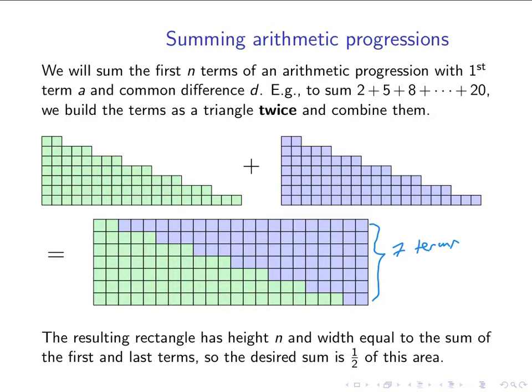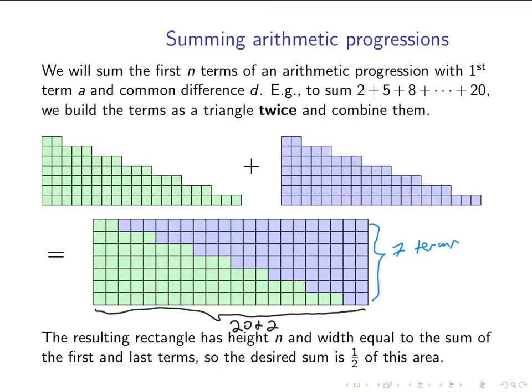The number of columns in this array, well, we can see on the bottom that we have the longest row of the first triangle, and we know that has 20 little squares, and we have the shortest row of the other triangle, and we know that has 2 squares. So the total distance across here, the total number of columns in this rectangle, is 20 plus 2.